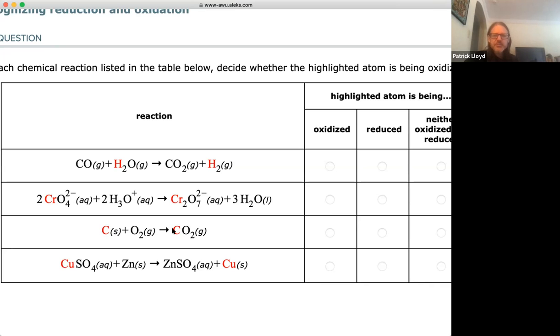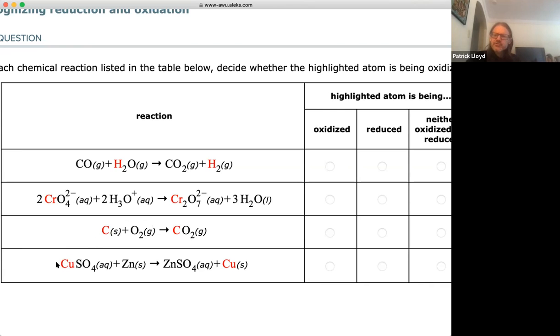So it went from 0 to positive. 0 to positive is losing electrons, right? The more positive you become, the fewer electrons you have, because the electron is negatively charged. So it became positive. More positive is oxidation. So we would say that the carbon atom was oxidized in this reaction. So we would select this right here.